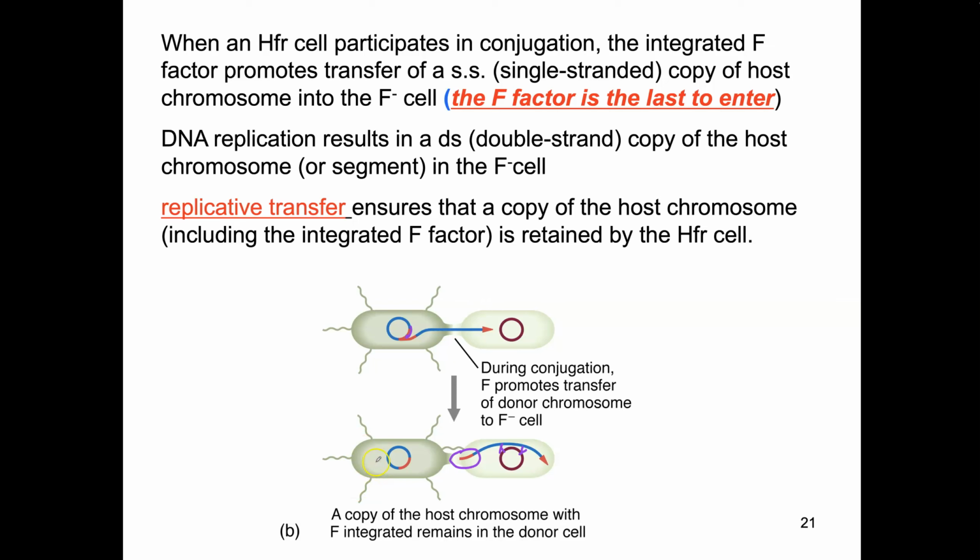It's replicative transfer, just like the same with the plasmid, in that a single strand is fed in, and then the host makes it double-stranded as it's coming in. And the single strand that's left behind here is basically made double-stranded again. So whatever genes are actually transferred into the recipient cell are still retained. They're not lost from the donor.